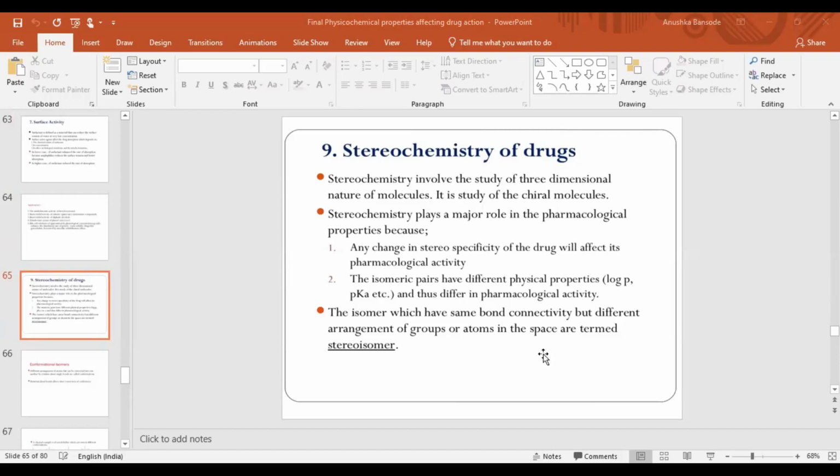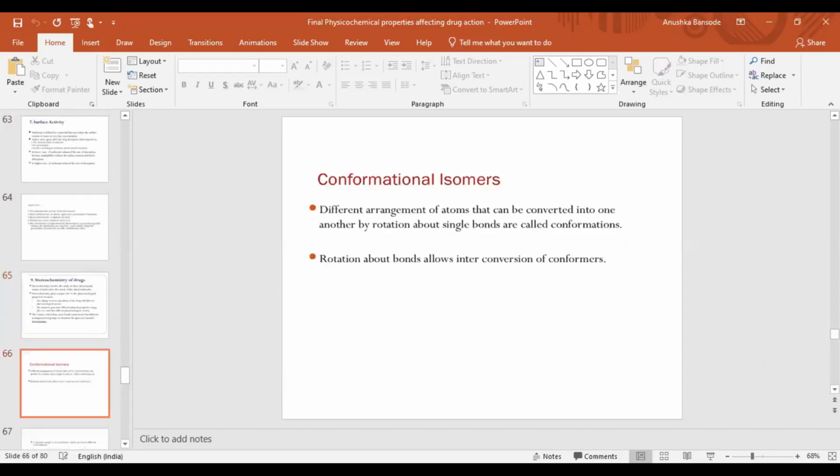When we study stereochemistry, we need to understand how it plays an important role. Stereochemistry plays a major role in pharmacological properties because any change in stereospecificity of a drug will affect its pharmacological activity. The isomeric pairs have different physical properties like log P and pKa, thus they differ in pharmacological activity. Isomers which have the same bond connectivity but different arrangement of groups or atoms in space are termed stereoisomers.